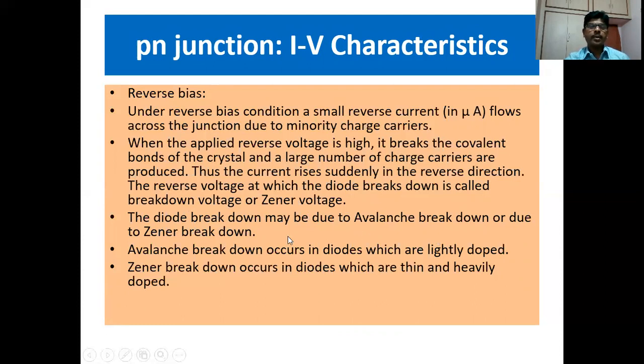What is avalanche breakdown? Avalanche breakdown occurs in diodes which are lightly doped. Zener breakdown occurs in diodes which are thin and heavily doped. So this was the IV characteristics of a PN junction in the forward bias condition and reverse bias condition.